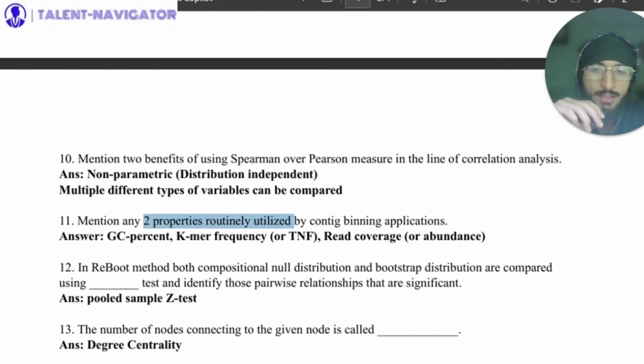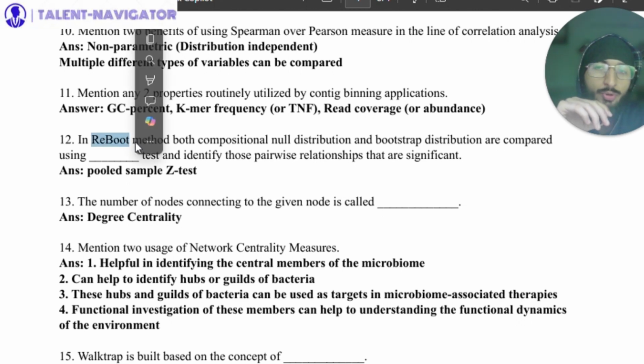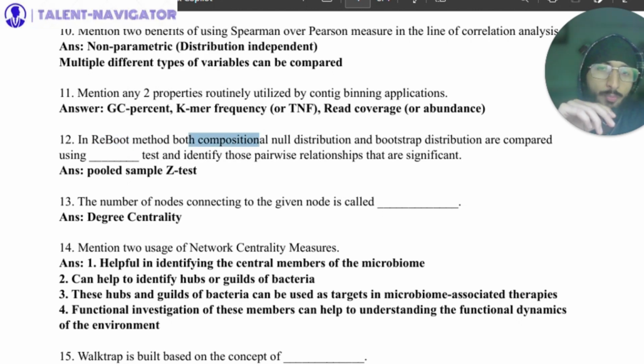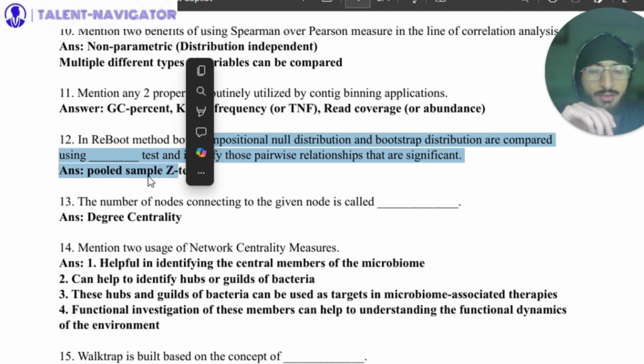Mention any two properties routinely utilized by contig binning applications. So GC%, k-mer frequency or TNF, read coverage or abundance, right? In the ReBoot method, that is renormalization, and we also have another, renormalization, permutation, bootstrapping method. In the ReBoot method, both the compositional null distribution and the bootstrap distribution are compared using pooled samples at test and identify those pairwise relationships that are significant.